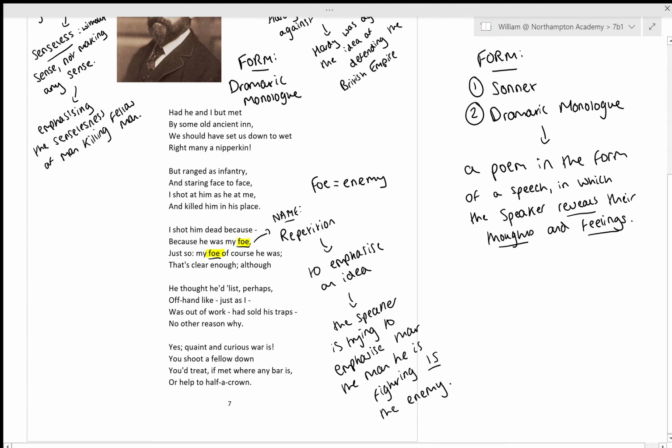And then you just got to think, why might he be trying to do that? So how can we add another arrow? How can we add one more idea there? The speaker is trying to emphasize that the man he is fighting is the enemy because he wants to convince himself that he must continue fighting.